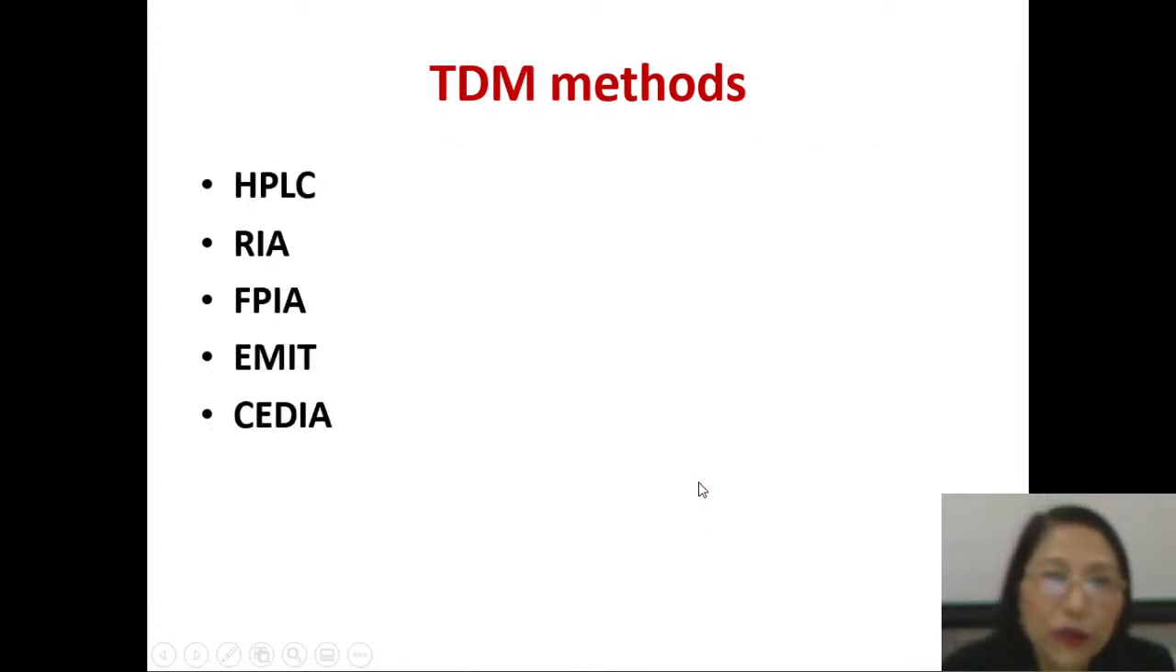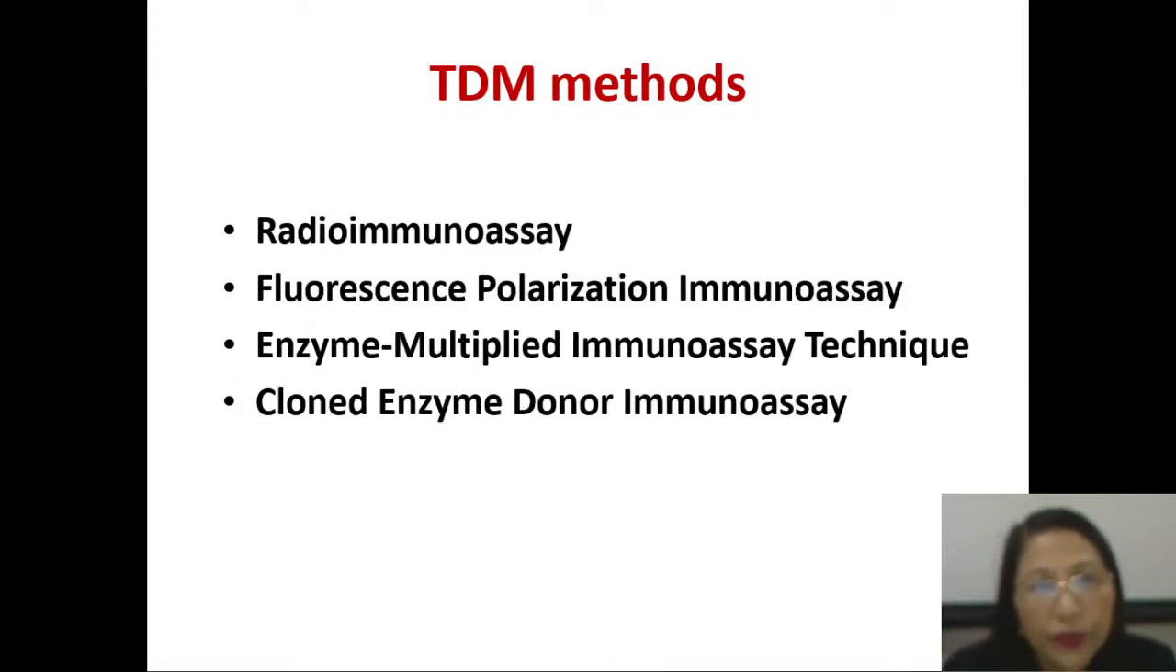So there are different methods of doing TDM or therapeutic drug monitoring or measuring the plasma drug concentration, whether it's HPLC or radioimmunoassay or fluorescence polarization immunoassay, enzyme multiplied immunoassay, or cloned enzyme donor immunoassay techniques. So these are the different methods of TDM which you can use depending on the facility that you have. So depending on which machine you have and which technique the machine is using.